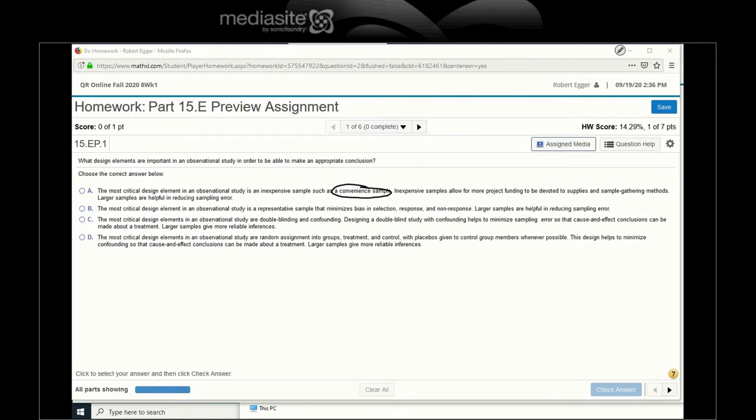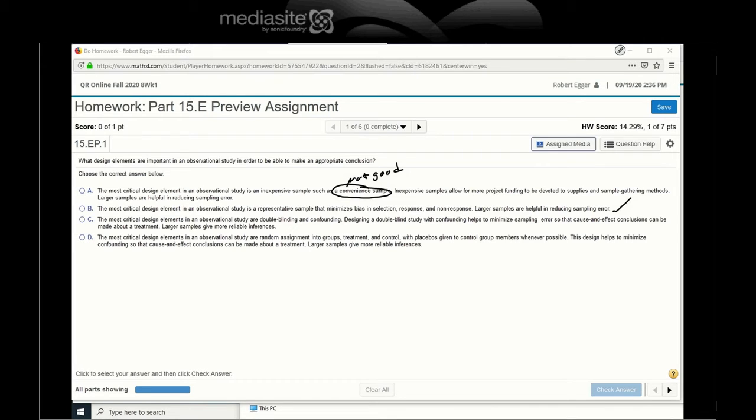What do we know about convenience samples? Not good. So that can't be that one. The most critical design element in an observational study is a representative sample that minimizes biases in selection, response, and non-response. Larger samples are helpful in reducing sampling errors.